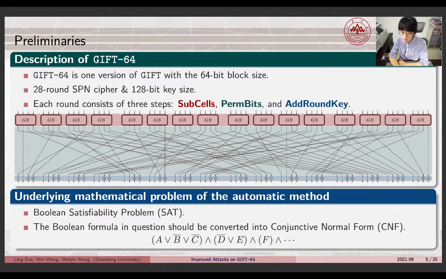Each round of GIFT-64 consists of 3 steps. In the SubCells operation, an invertible 4-bit S-box named GS is applied to every nibble of the cipher state. Next, the PermBits operation performs a bit permutation on the cipher state. At last, the AddRoundKey operation includes adding the round key and the round constant. In this figure, we only illustrate the bits that should be XORed with the round key, as adding the round constants does not alter the validity of attacks in the paper.